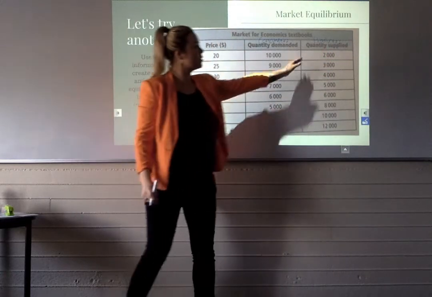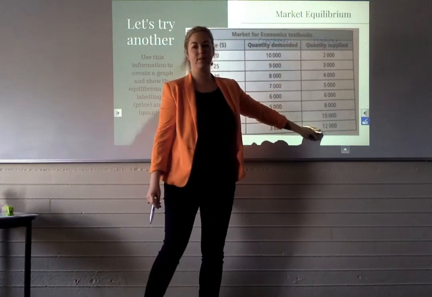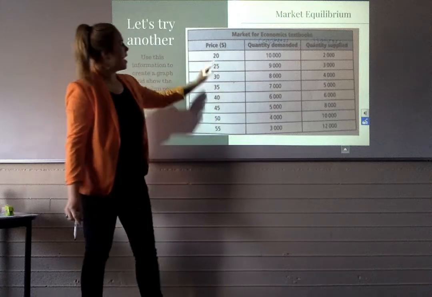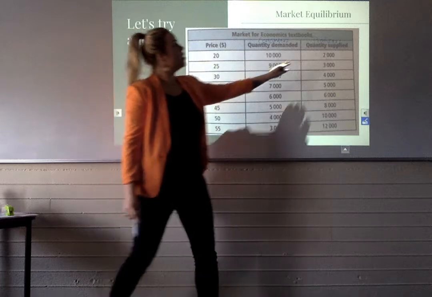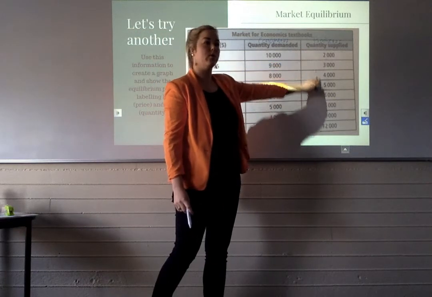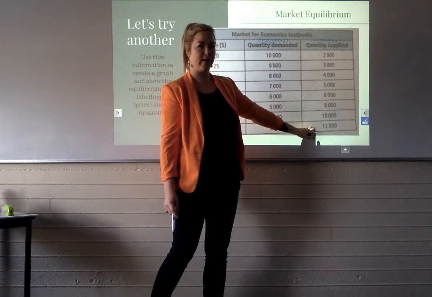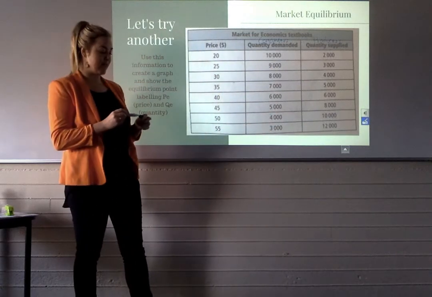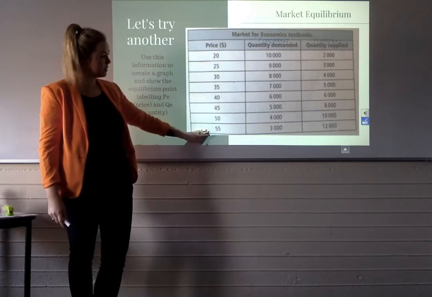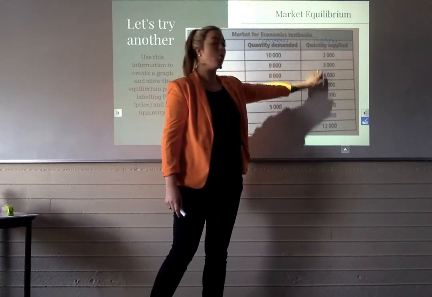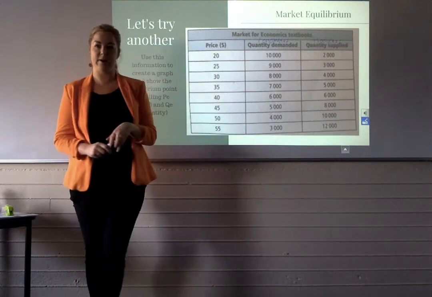If we look at just the quantity supplied now, we also can see that this reflects the law of supply. As the price increases from $20 to $55, the quantity supplied also increases. Here we've got 2,000 and it's moving up to 12,000. The law of supply states that as the price of a good or service increases, the quantity supplied will also increase, and vice versa, assuming ceteris paribus.